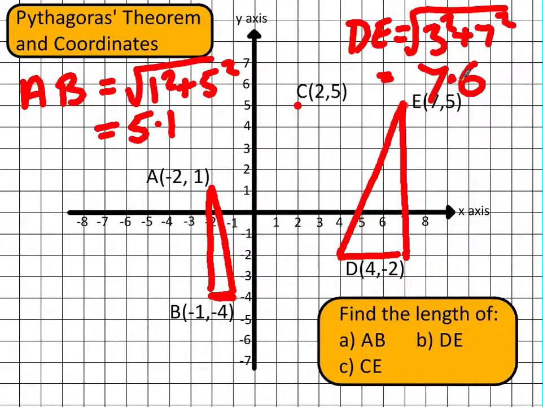Now, very quickly, the last one is C through to E. Now, if we draw that, it's just a straight line. And if we count those squares, it is just 5 of our units. So C to E is 5. No need to involve Pythagoras' theorem in that question.